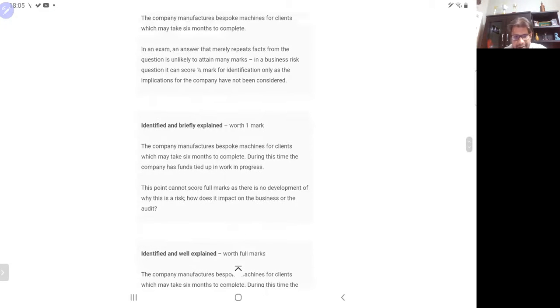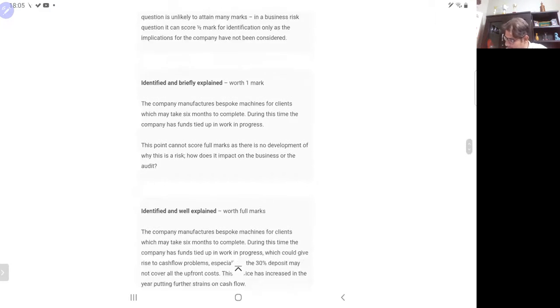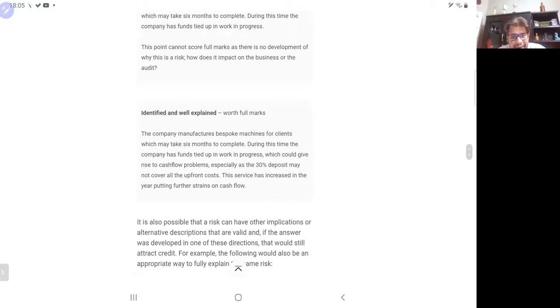So again, you won't get full marks. Now, how can you get full marks? Here it is. Identify and well explained. Hope you can do that.